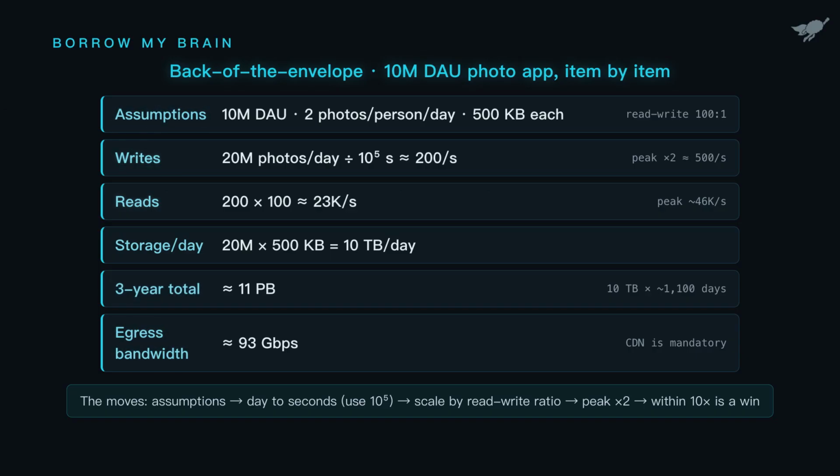Checking against the real run. Writes, 231 per second, peak 463. Reads, 23,000 per second. 10 terabytes of new storage a day. 10.9 petabytes over 3 years. Egress, 93 gigabits per second. Mental math versus the script: error under 10%. Every order of magnitude correct. That's enough. For back-of-the-envelope estimation, the pass line is staying within a factor of 10.